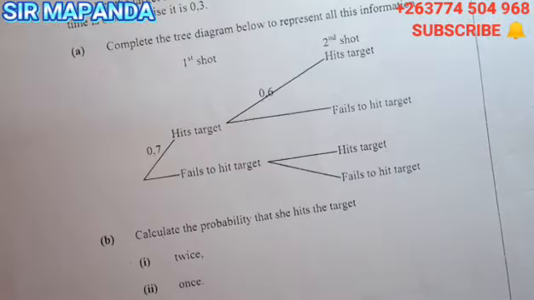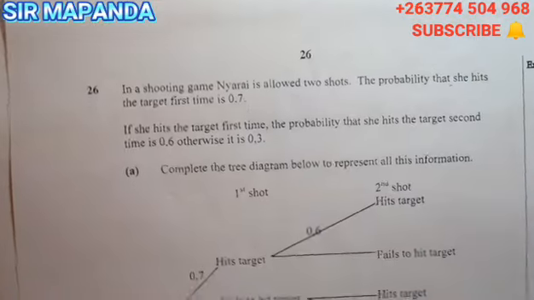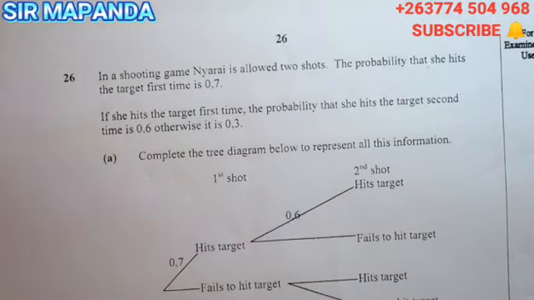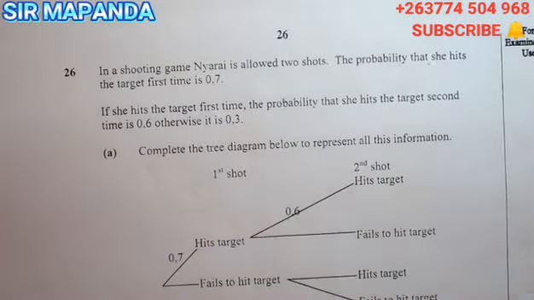So we are now moving on to the final question of this paper, which is in line with probability. Question number 26. It reads, in a shooting game, Nyarai is allowed 2 shots. The probability that she hits the target first time is 0.7.